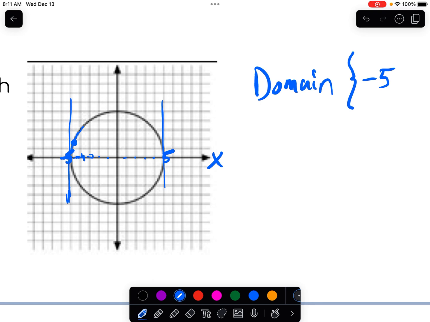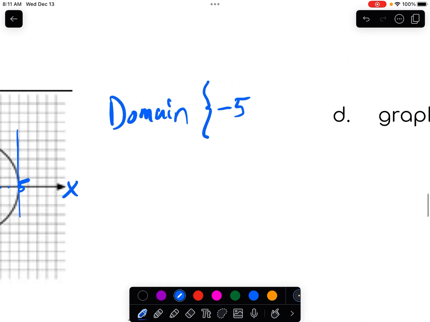Okay, so it has some decimal values along the way. It's not just whole numbers, it's continuous. And so to show that, what we're going to do is say, all right, all the possible x values, all the possible inputs would be between -5 and +5. So we're going to show that by using our less than or equal to signs.